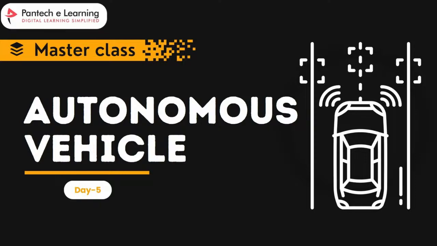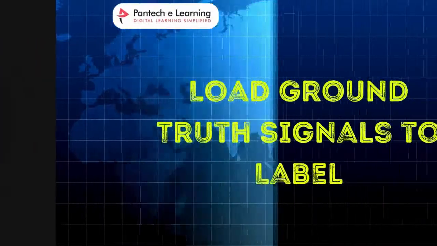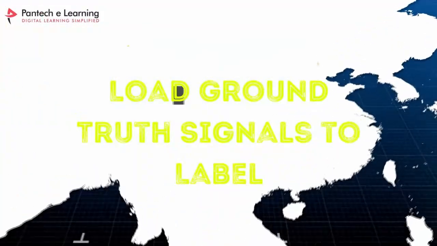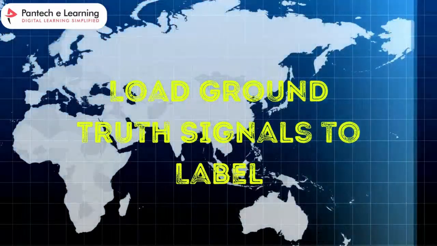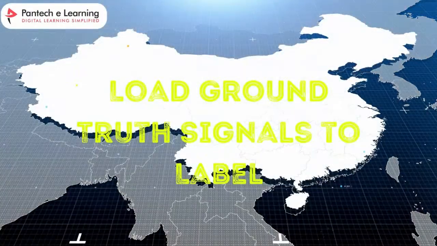So today is day 5 on this 21 days masterclass journey on autonomous vehicle. So let's talk about loading ground truth signals to label. Yesterday we discussed how to load the video sequence and lidar point cloud sequence in the Ground Truth Labeler app. Now we are going to define the labels and define the objects, and detect the objects in a selected segment of the frame to show how this labeling works.